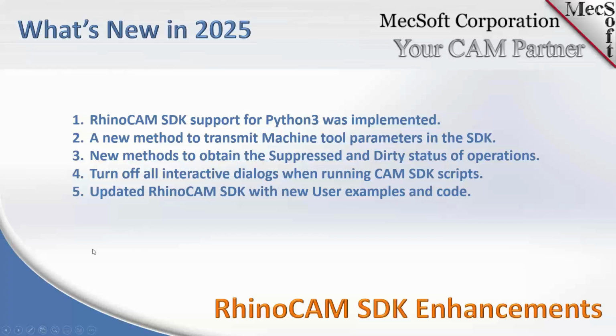For those of you who are not familiar, in the RhinoCAM product we support an SDK. In this release, support for Python 3 was implemented. Previously in 2024, only Python 2 was implemented. Some of Rhino itself had gone to Python 3, and so some of the users were having issues with the scripts not running correctly. So we have added the implementation support for Python 3.